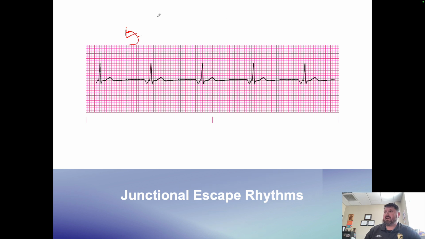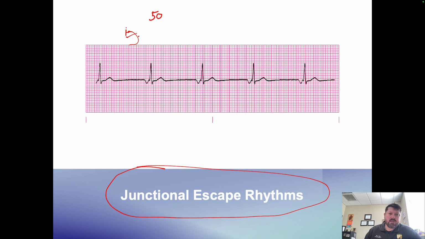So here's an example of a junctional escape. My rate on here is 50, so that already fits the parameters for the rate. My rhythm looks like it is regular. My P wave, we're going to describe as inverted. And my PRI for this, and we can actually get a PRI, is going to be shortened at 0.12, so right at the cutoff. My QRS looks like it's about 0.08. So with the description that we have for this, we've got an inverted P wave, we've got a rate that's between 40 and 60. This would be considered a junctional escape rhythm.